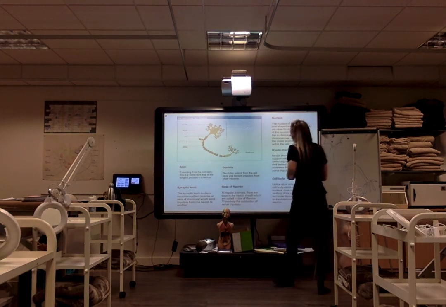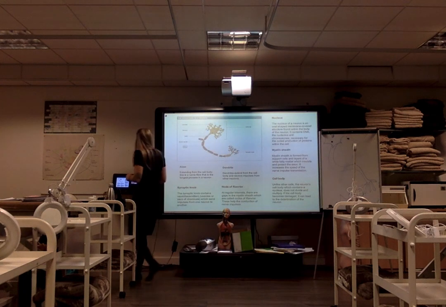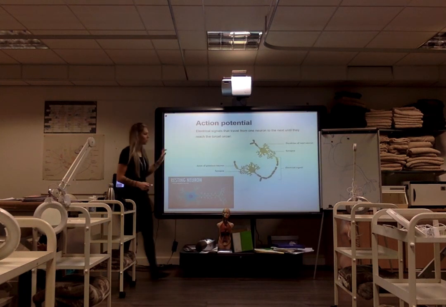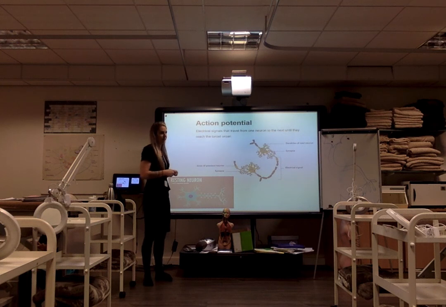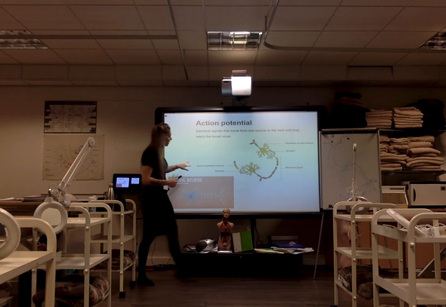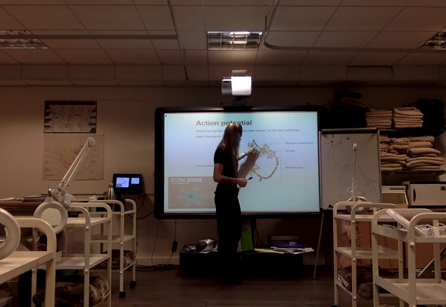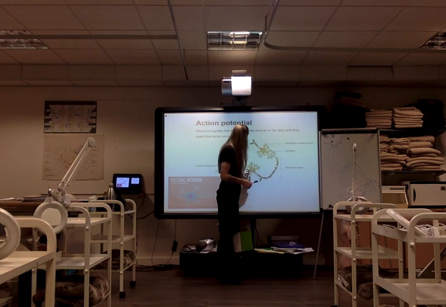What happens between cells is you have an action potential. These are electrical signals that travel from one neuron to the next until they reach the target organ. Ours is a muscle, for example, and we were trying to get that information back. So you can see here you've got one nerve cell, one neuron. Then you're going to have that information. So that's the end of a neuron.